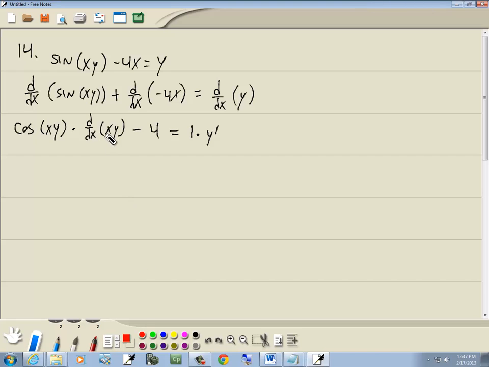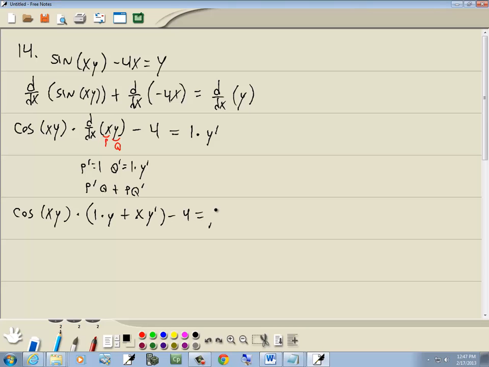Okay, this is going to be the product rule. This will be P and this will be Q. So P prime, the derivative of x, is 1. Q prime, the derivative of y is 1, but then we have to add on a y prime, because again we're taking the derivative with respect to x and it's really y. And our formula is P prime Q plus P Q prime. So we're going to have cosine xy times P prime, which is 1, times Q, which is y, plus P, which is x, times Q prime, which is y prime.